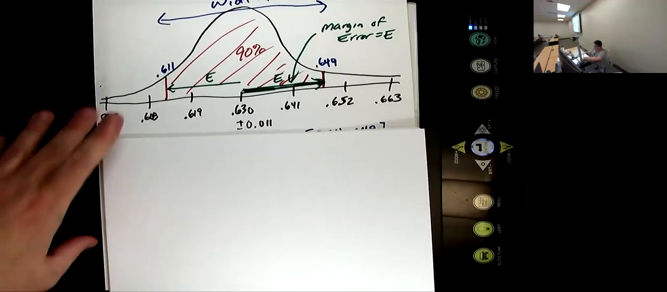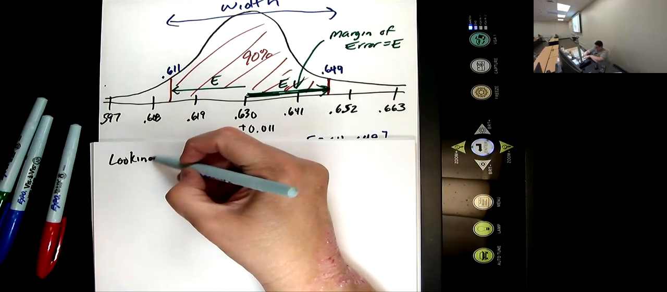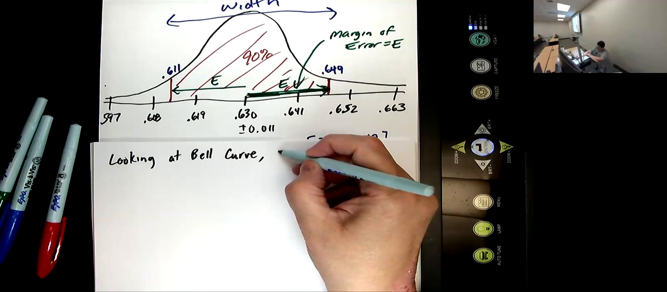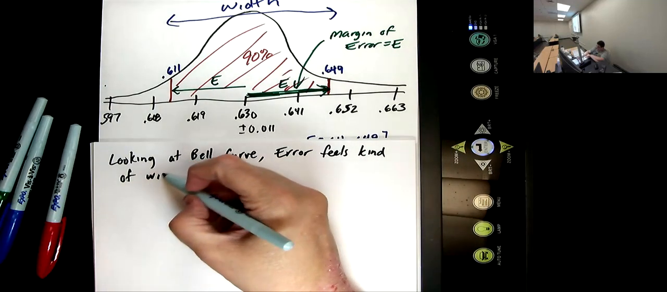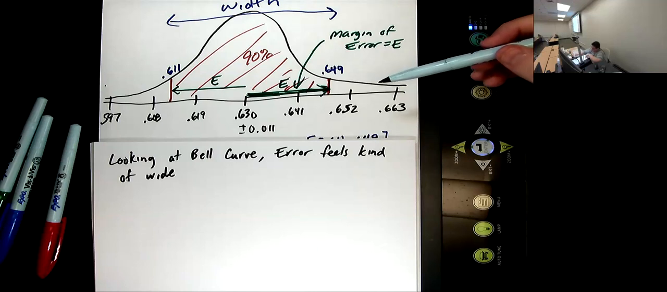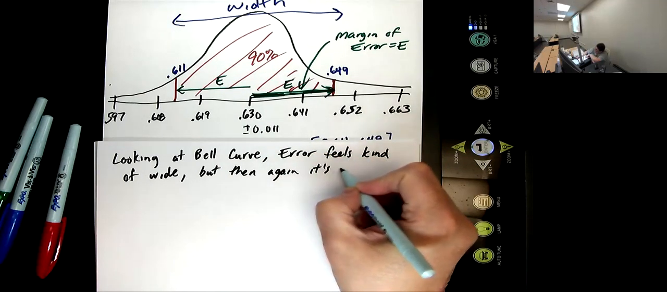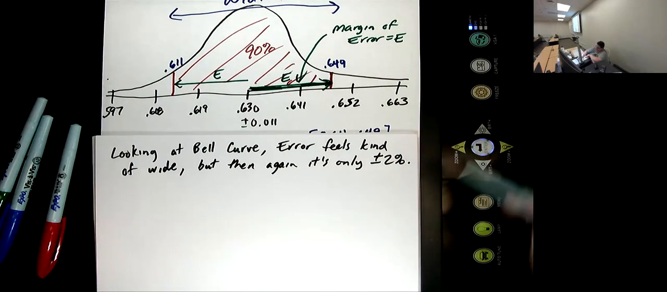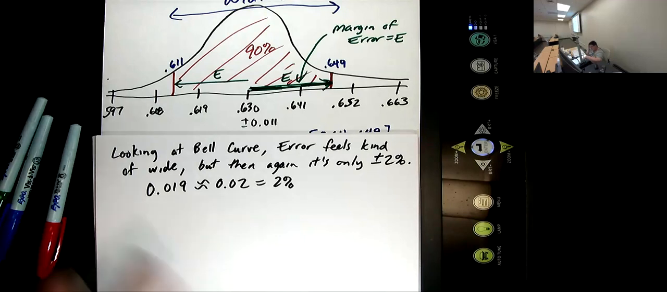So looking at our bell curve, the error feels kind of wide. But then again, I'm zoomed in pretty close. 61% to 65% isn't a really big margin. But then again, it's only 2%. Plus or minus 2%, approximately. 0.019 is approximately 0.02, which is 2%. How can we reduce this?